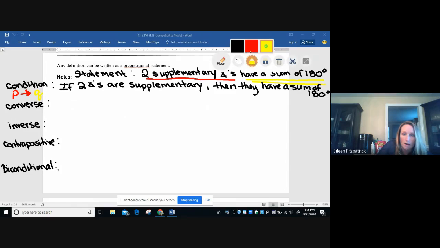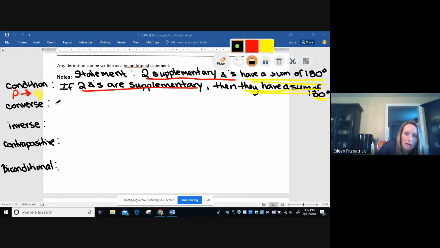So your hypothesis for this statement, two angles are supplementary, and your conclusion for this statement, they have a sum of 180 degrees. Notice how I didn't underline the words if and then. If and then are just the hints, the key words, the clues that we look for, but they are not the actual hypothesis or conclusion. The converse, the if and the then stay where they are, but you flip-flop the hypothesis and conclusion.